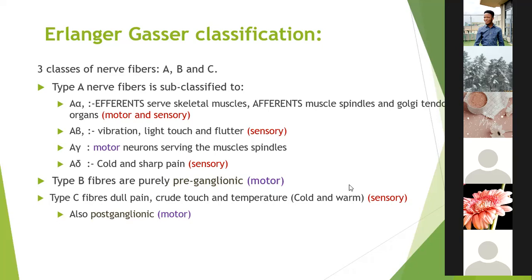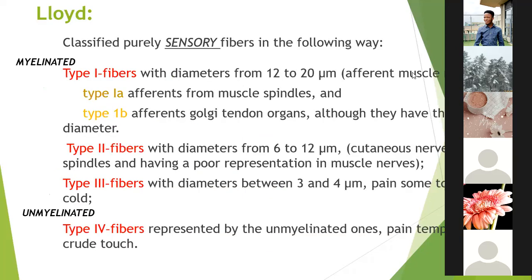So initially it looks very complicated, but if you divide it like that and you remember what receptors we are talking about, then you'll be able to remember, or you can easily recall. So let us look at the Lloyd's classification. I've never understood why they put double L, because even if you put one L, it is still Lloyd. Anyway, let's look at what this one looks at.